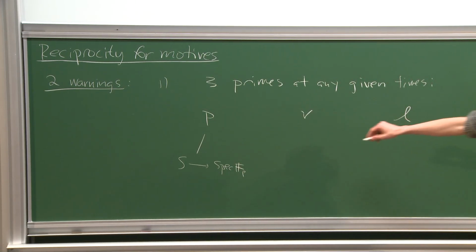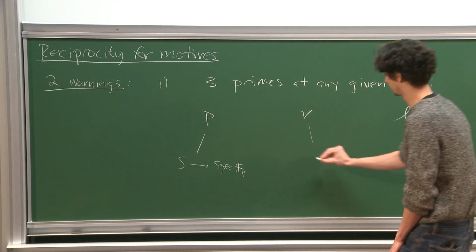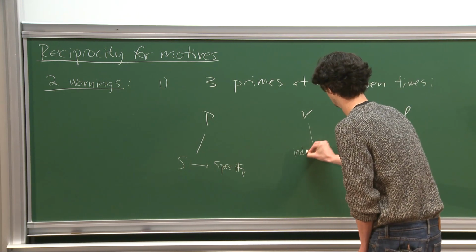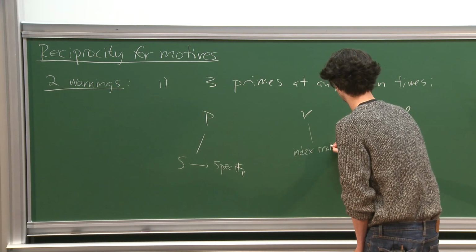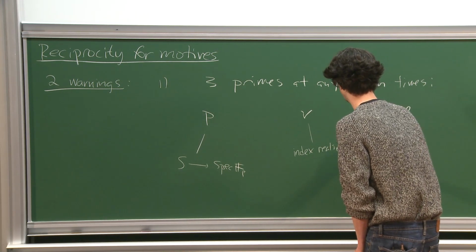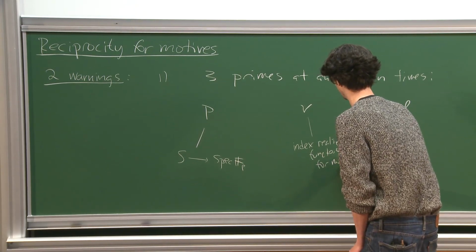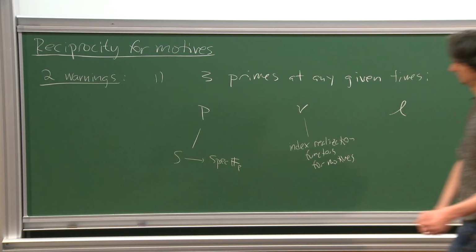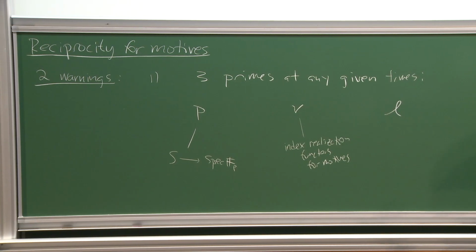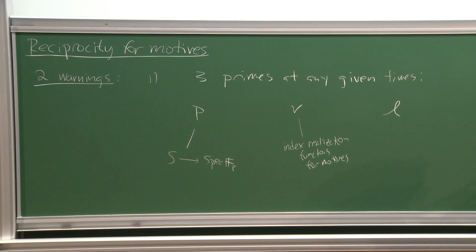What will the nus be doing? Well, they'll index realization functors for motives. Okay, I'll explain a bit more about what I mean by that in a second, but more or less for every prime nu, there's going to be a different realization functor on motives.